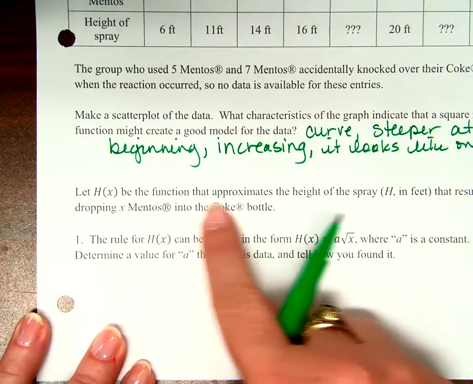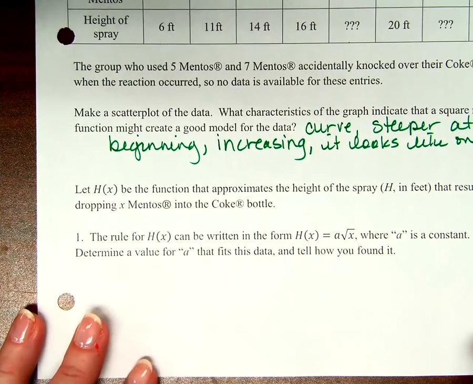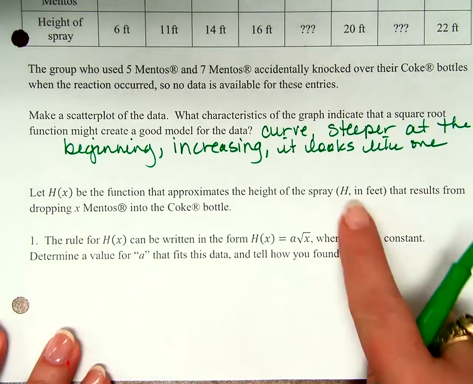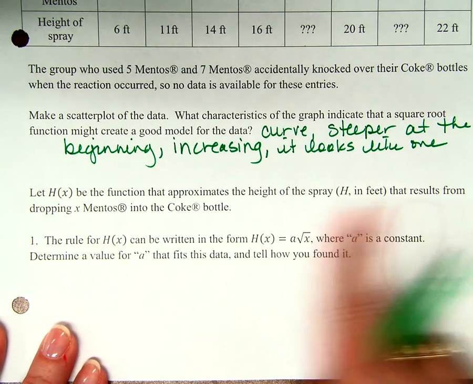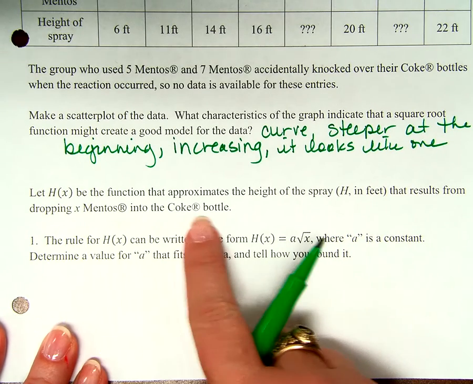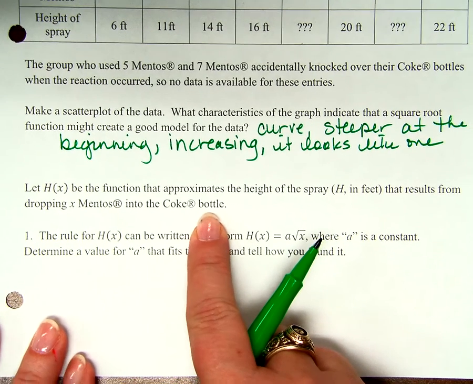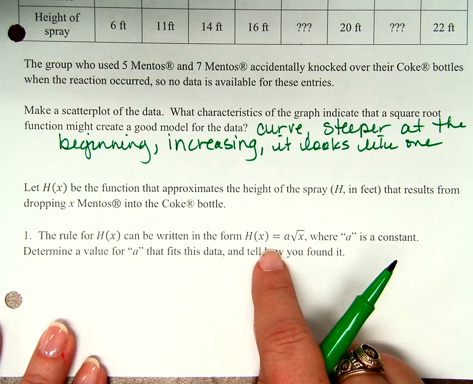Let h be the function that approximates the height of the spray, h in feet, that results from dropping x Mentos into the Coke bottle. You okay with that? Can you translate that for me?